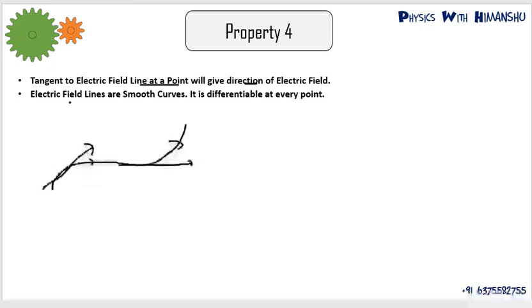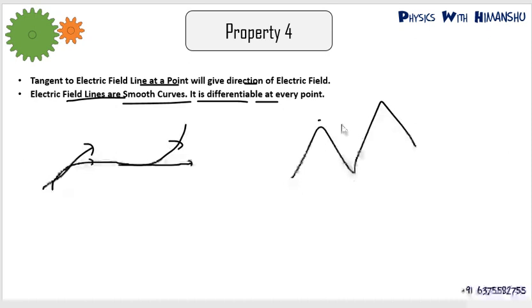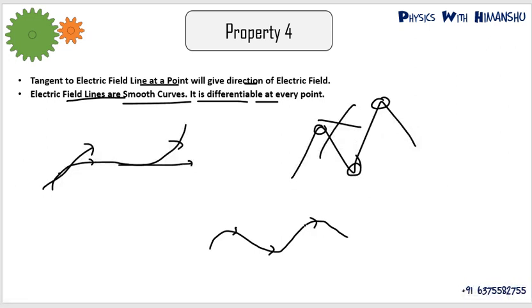Also, the next point is very important: electric field lines are smooth curves. They are differentiable at every point. Suppose I ask you, can this represent an electric field? No, because at this point, at this point, at this point, it's not differentiable. So electric field lines are smooth curves. Can this represent an electric field line? Yes, because the lines are smooth. You can draw a tangent at every point.